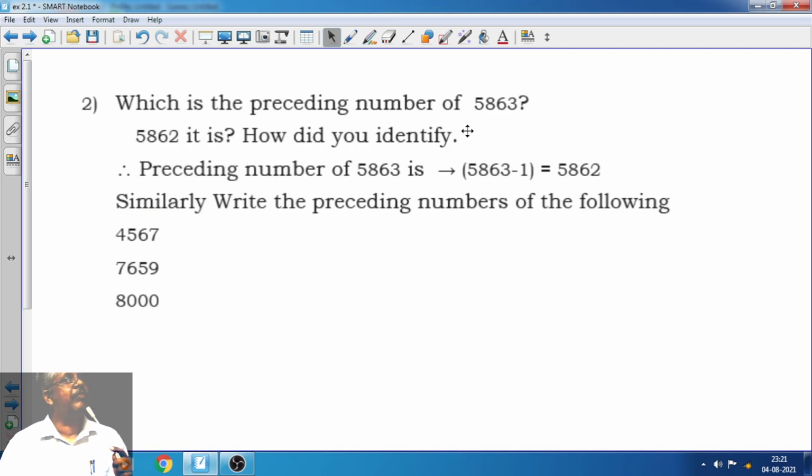And then preceding, that is a number before. Look at this, 5863. A number before 3 is going to be 2. That is 5862. So all these changes are occurring only in units place. And then the 4567 I have, so naturally it's going to be 4566. 7659 we have, which is nothing but 7658. Then I have 8000 here, naturally one number before, it is 7999.